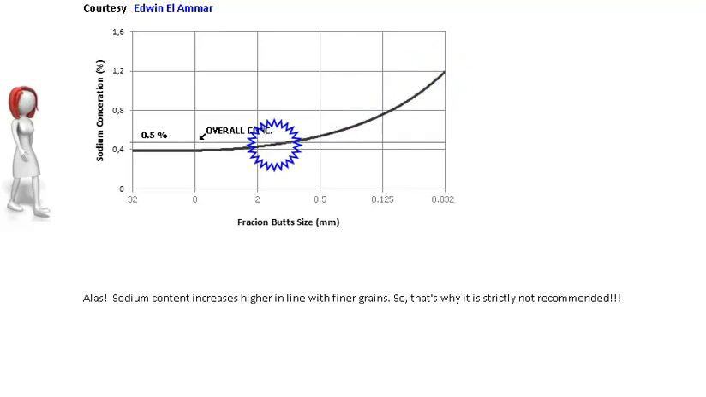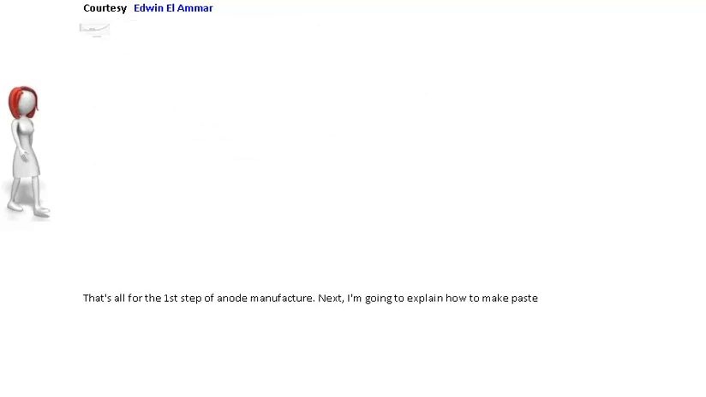Alas, sodium content increases in line with finer grains. So, that's why it is strictly not recommended. In order to get a better anode, the bad content in the finer fraction should be minimized in usage for recycling. That's all for the first step of anode manufacture. Next, I'm going to explain how to make paste.